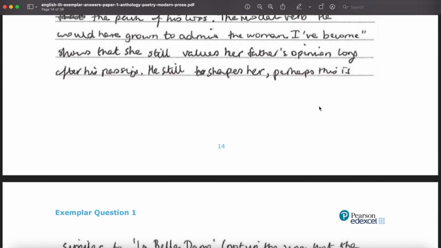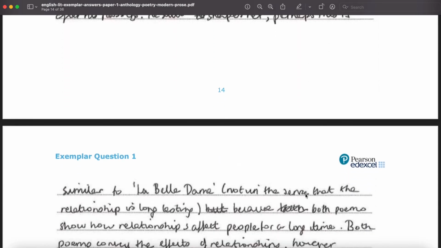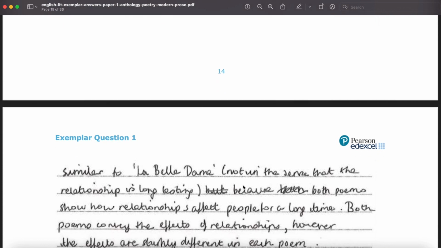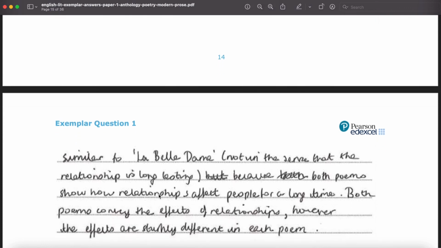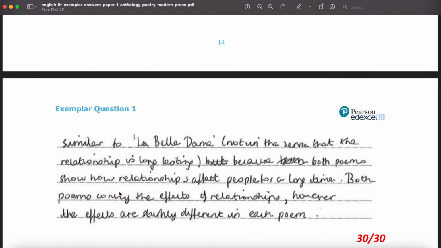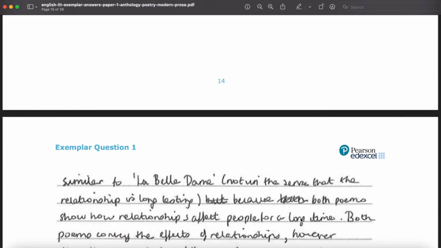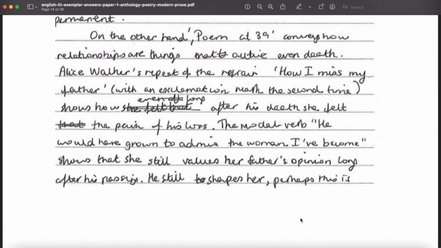Perhaps this is similar to La Belle Dame, not in the sense that the relationship is long-lasting, but because both poems show how relationships affect people for a long time. Both poems convey the effects of relationships. However, the effects are strongly different in each poem. Okay, so this is a really good answer.